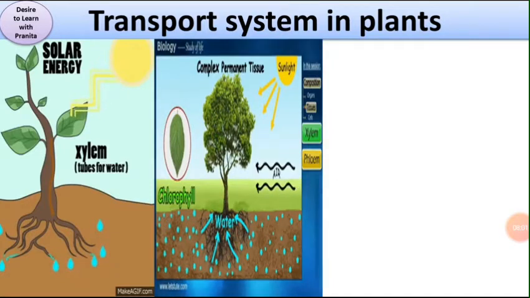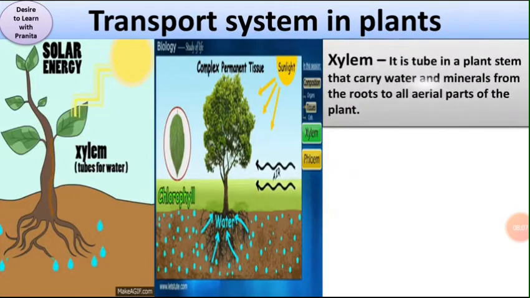Now, the transport system in plants. How is water transported to all parts of plants? With the help of xylem and phloem. First we will see the xylem. What is the duty of xylem? It is a tube in a plant stem that carries water and minerals from the root to all aerial parts of the plant. That means xylem carries all water and minerals to all parts of the plant.